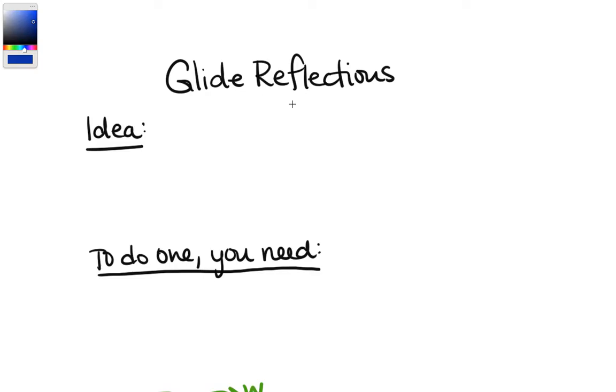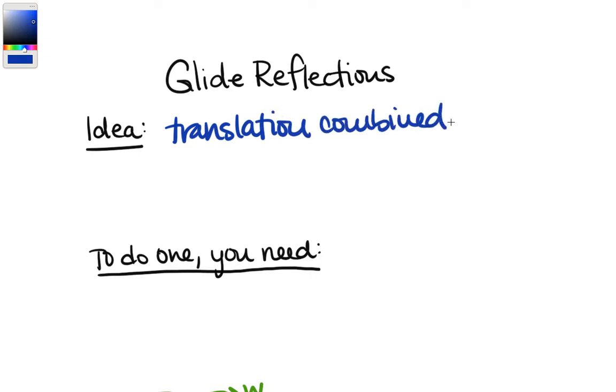Hello everyone! Today we're going to be talking about glide reflections, and first let's just talk about the basic idea. The idea behind a glide reflection is that we're taking a translation and combining it with a reflection. So one example that you might see in the real world is footprints.